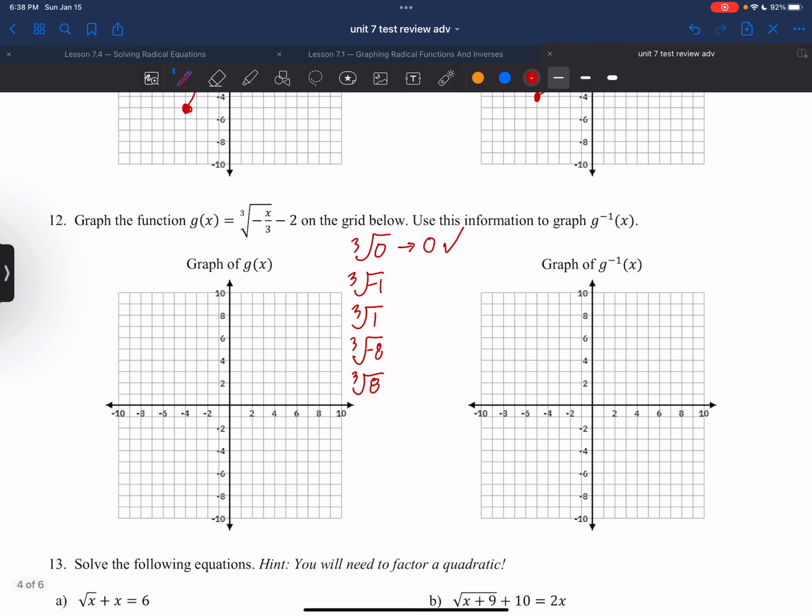Let's make my table, x and y. If x is 0, negative 0 over 3 is 0, cube root of 0 is 0, minus 2 is negative 2. So that's my inflection point, 0, negative 2. So what could I do to make this negative 1? I could plug in positive 3. Positive 3 over 3, that's negative 1. Cube root of negative 1 is negative 1, minus 2 is negative 3.